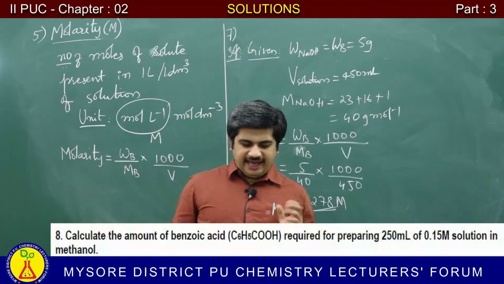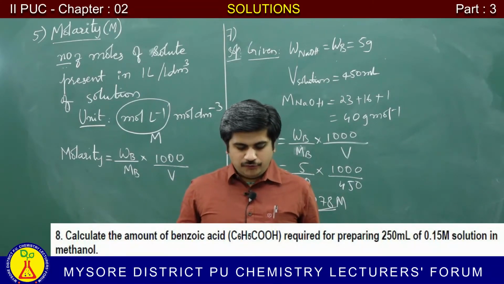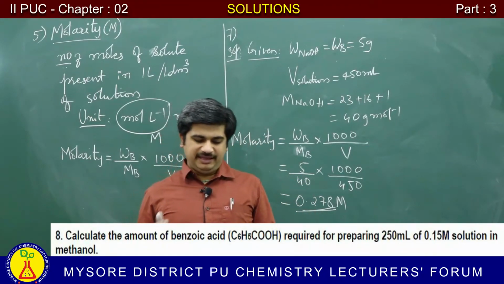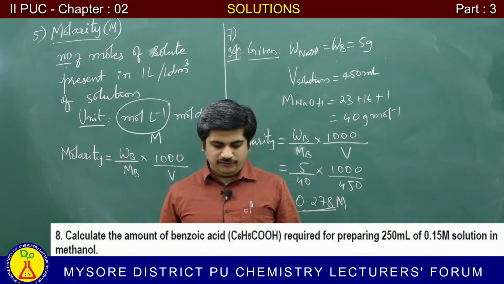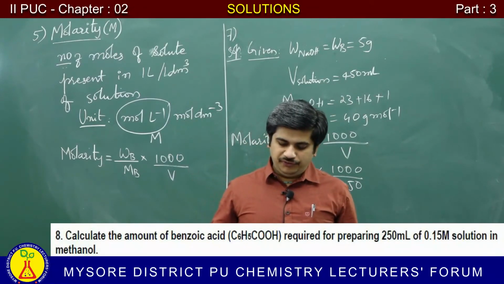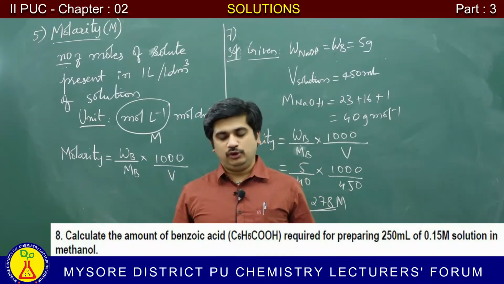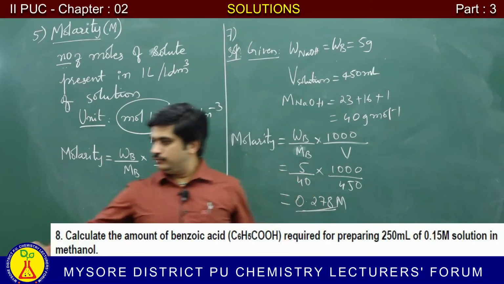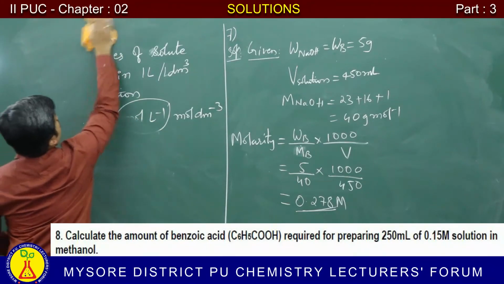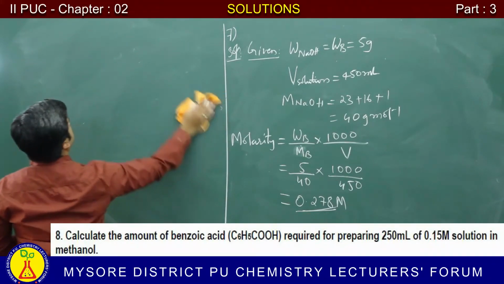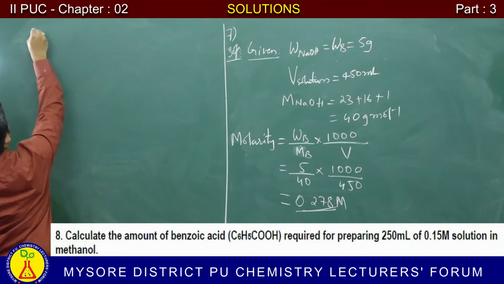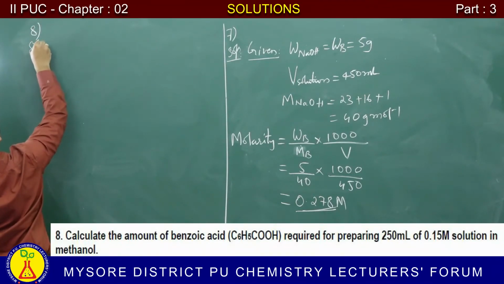Calculate the amount of benzoic acid required for preparing 250 ml of 0.15 molar solution in methanol. Okay. Now how do we do it? Problem number 8, solution for this.